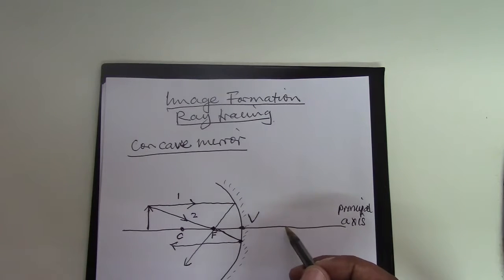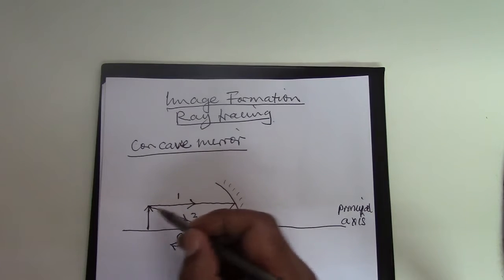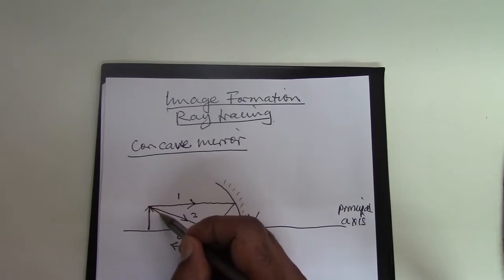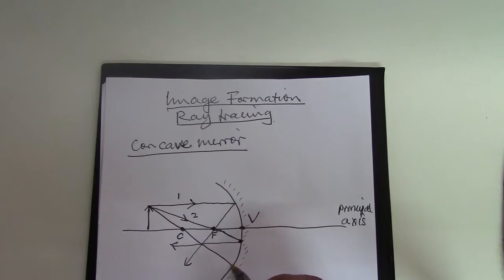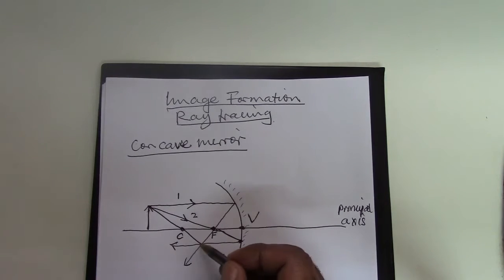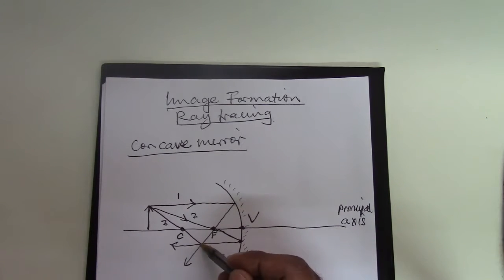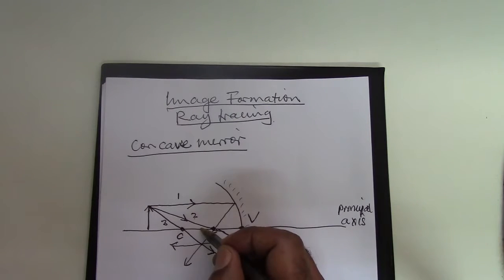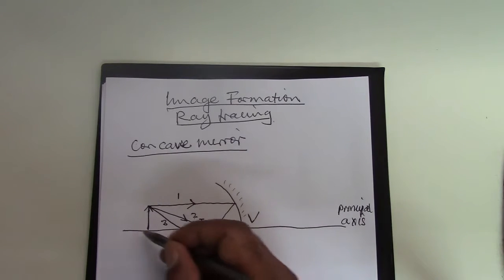to the principal axis. Now, a third one is when you draw it from the same point, the top of the arrow, but passes through the center of curvature. Then when it strikes the mirror surface, it's reflected back along the same path. You can find that the three rays, 1, 2, and the third one, all of them converge at a point here. And this is where the position of the image lies. This is the image. We can call it I, and this is our object O.